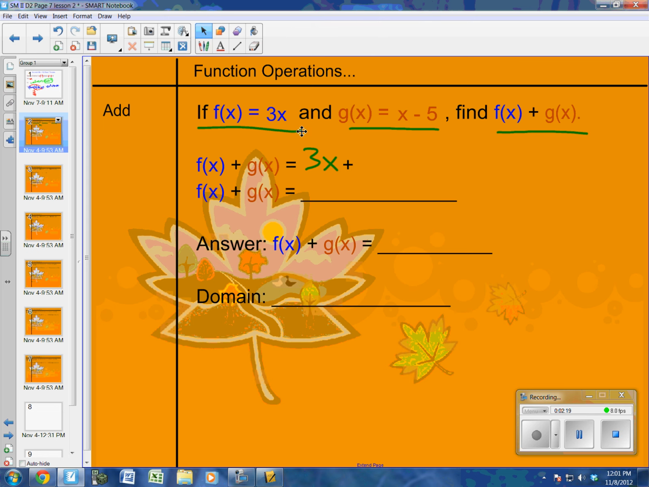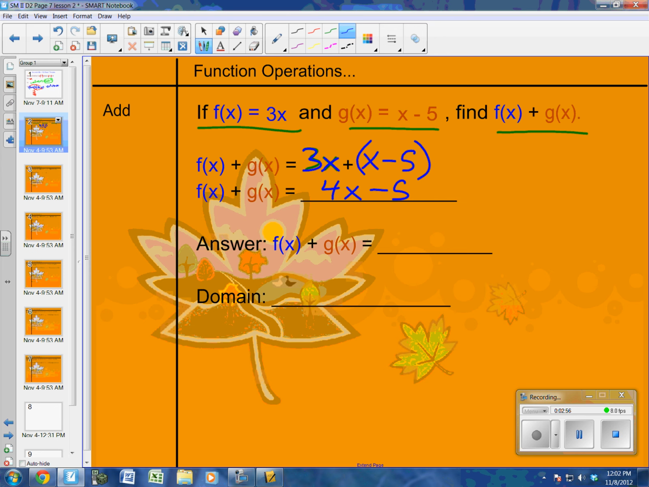3x. Does that not show up very well? I'll use blue. Does blue show up very well on that? 3x plus function g, which is x minus 5. When we substitute values in like that, we usually put them in parentheses. However, with addition, do you really need parentheses? No, because it's not going to change any signs. All we have to do is combine like terms. If we combine like terms right there, what do we get? Yeah, 3x plus x makes 4x, and we have the minus 5, and there's our expression.